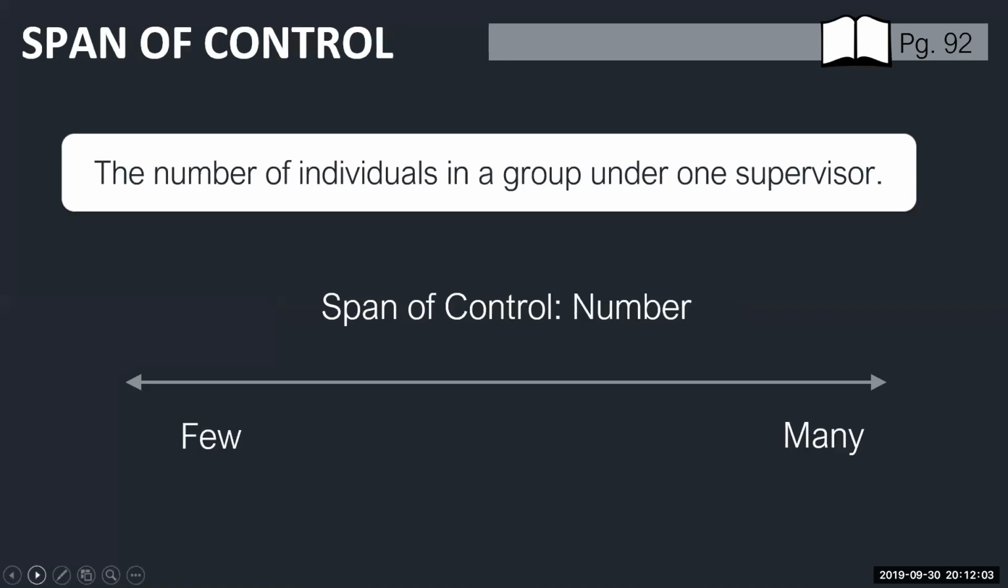So span of control is the number of individuals under one supervisor. How many people can a supervisor supervise before that number gets too big for them to adequately be able to manage that crew? And so there are a number of items that have to be considered that you'll see down at the bottom of 92 and onto 93.